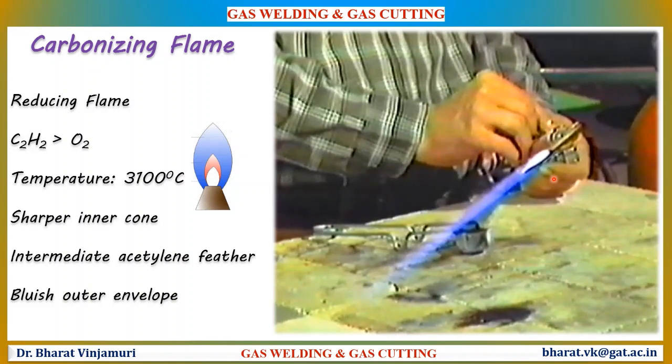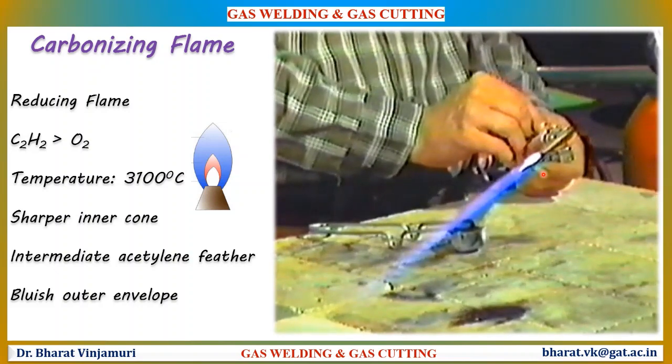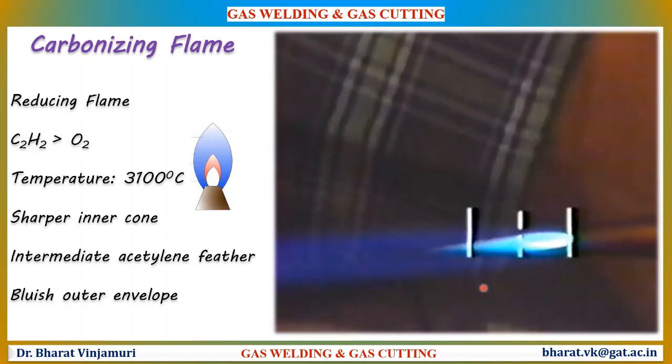When the intermediate cone stays like a feather, then stop adding oxygen. A properly adjusted carbonizing flame will have 3 flame zones: white inner cone, an intermediate feather, and a bluish colored outer envelope. The intermediate cone will be about twice the length of the inner cone. The temperature of the inner cone will be around 5700 degrees Fahrenheit or 3100 degrees Celsius.